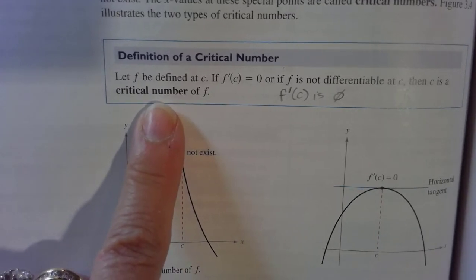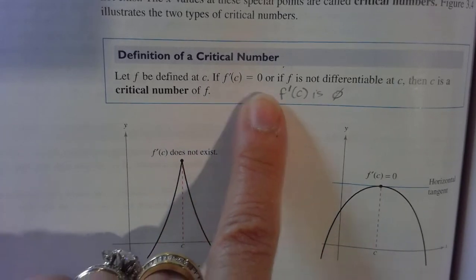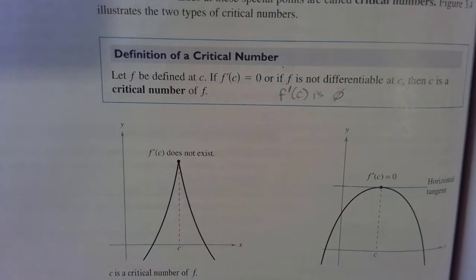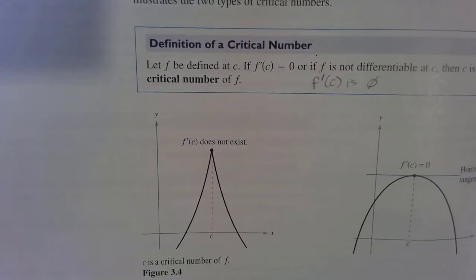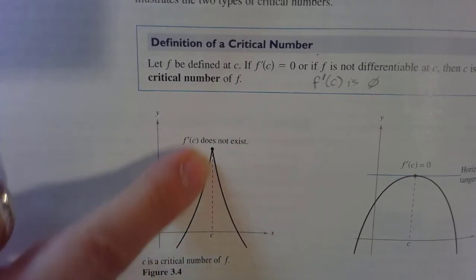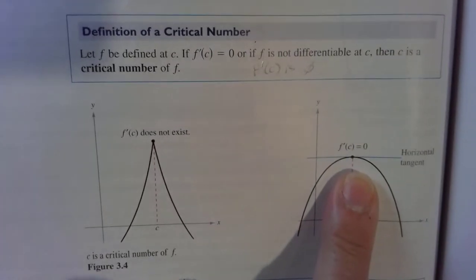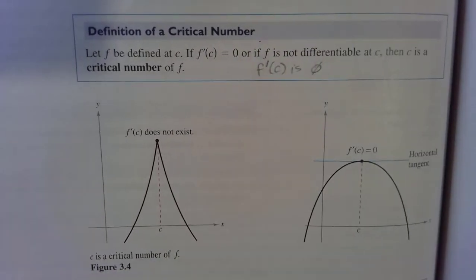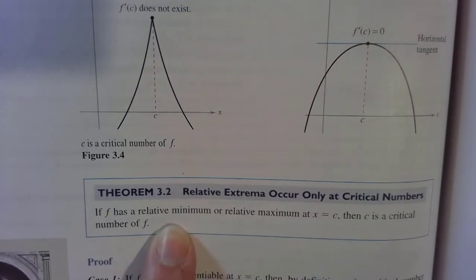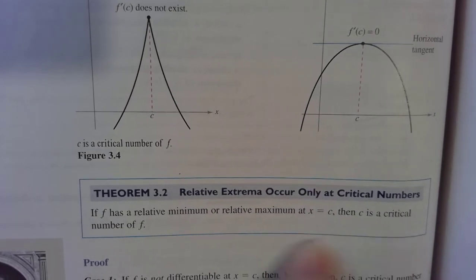Let f be defined at c. If f prime at c is 0, or if f is not differentiable, then c is called a critical number. Here is a situation where f prime at c does not exist. Why? Because this is a sharp point. Here is where f prime at c is 0. We have a horizontal tangent. If f has a relative maximum or a relative minimum at x equals c, then c is a critical number of f.